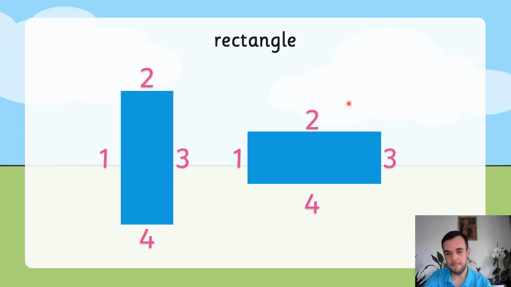Now there is something that makes a rectangle different from a square. A rectangle has 2 long sides, one here and one here, and 2 short sides, one here and one here. 2 long sides and 2 short sides. That's very different to a square where all the sides are the same.